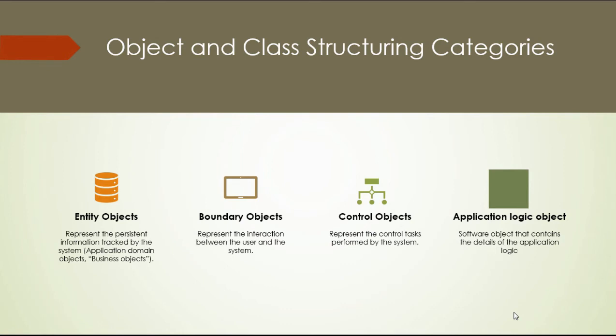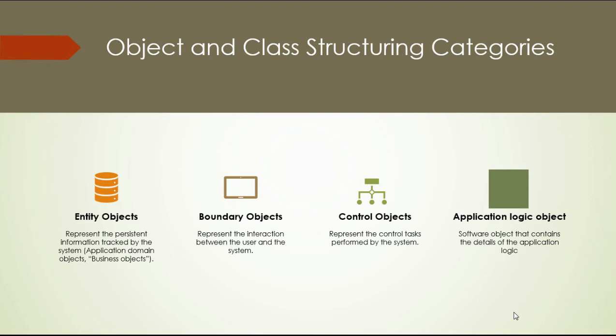For example, the user account in a bank system: the account of the user is an entity object. So the entity object is a software object that saves or stores the information and provides access to the information. The boundary object is also a software object that interfaces or communicates with the external environment, communicating the system with the external environment, while the control object coordinates other objects.